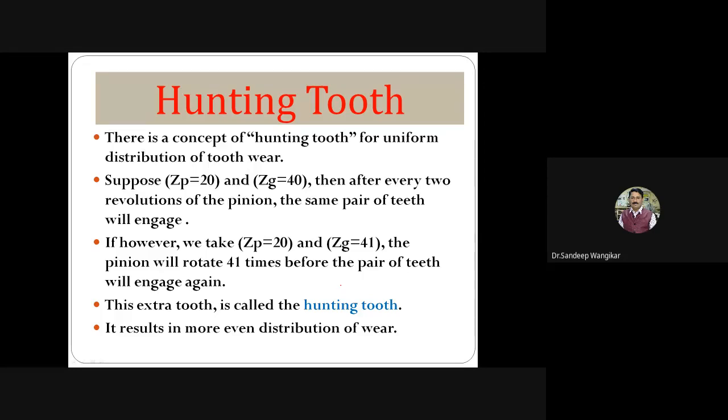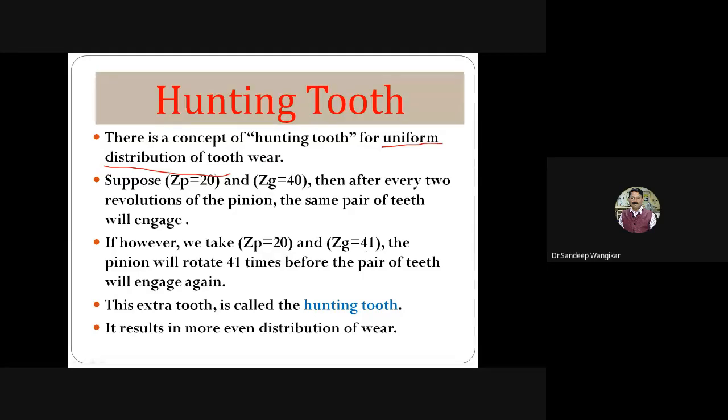Now next, very important and some different concept in this terminology, hunting tooth. The name only is somewhat different. It is written as hunting tooth. So let us try to understand what is the concept of this hunting tooth. The concept of hunting tooth is for uniform distribution of wear. Very important here. So an objective type question may be raised about the use of hunting tooth. So the answer should be: for uniform distribution of wear, the hunting tooth is provided.